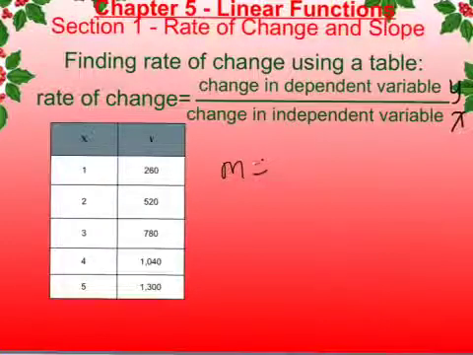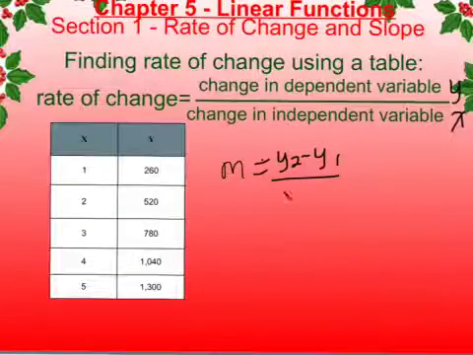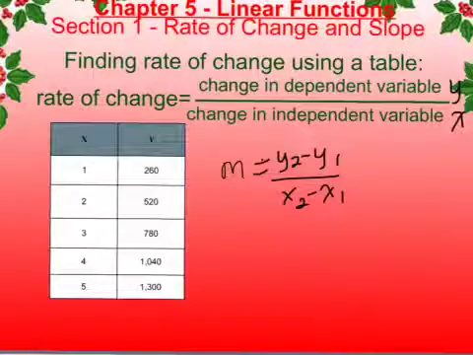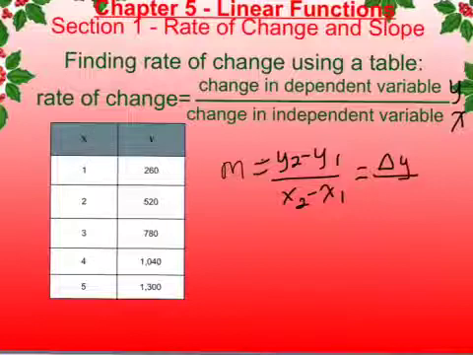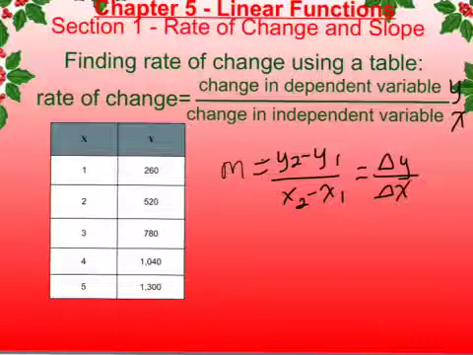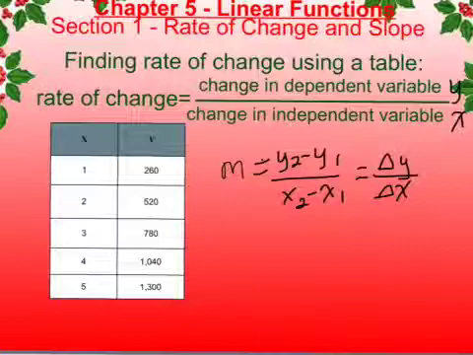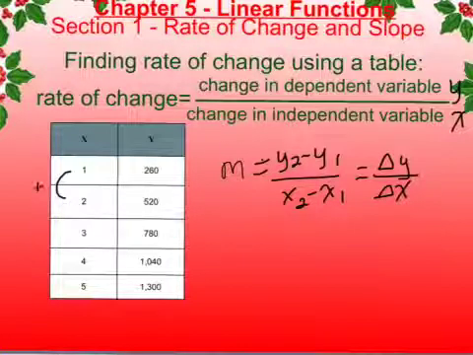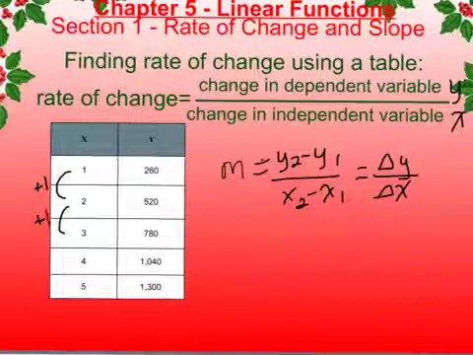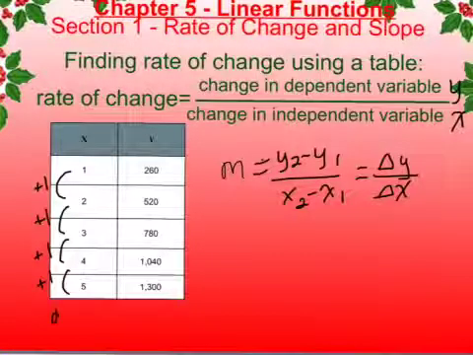Now, we've also seen this as m equals y2 minus y1 over x2 minus x1. Some of you have even seen it as delta y over delta x, where that little triangle just means the change in y over the change in x. So if we look at the table on the left, we see that the x variables are increasing by 1 each time. You're adding 1 each time, so there's a common difference of 1 on the x variables.